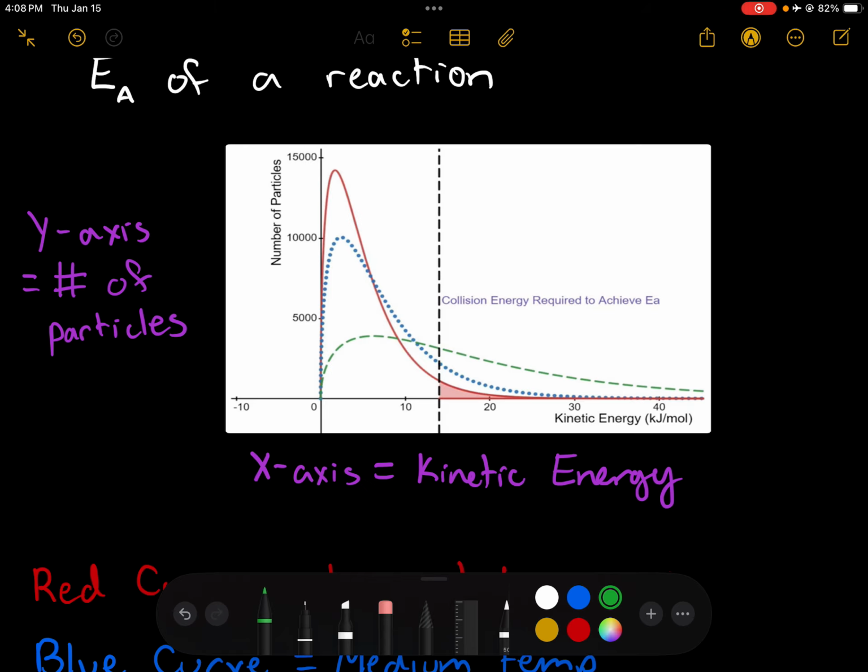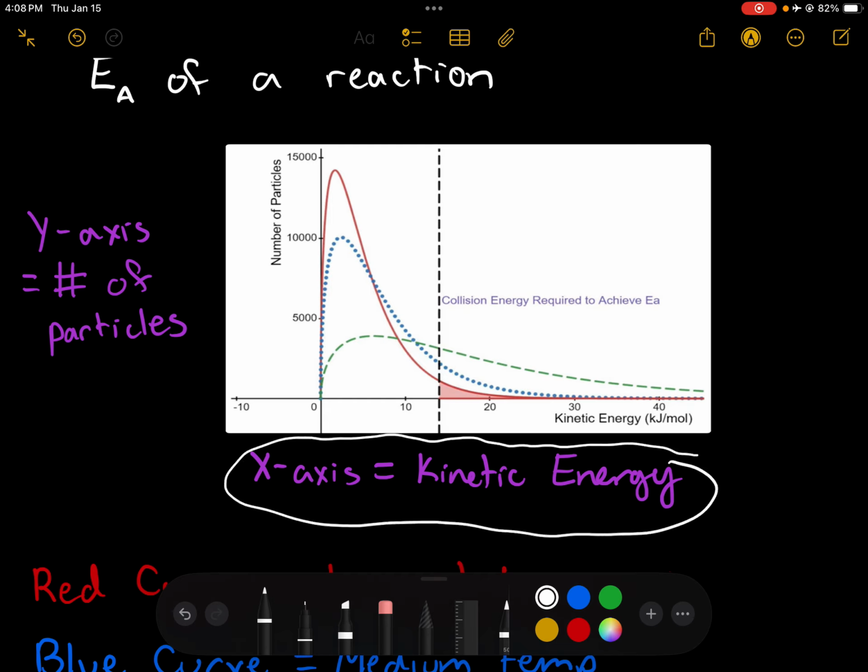And so what we're seeing here is a couple of axes. Now the x-axis in a Maxwell-Boltzmann distribution is always going to be kinetic energy of some fashion. Generally, the units for that are going to be kilojoules per mole. The y-axis is going to be number of particles. So that could be molecules, it could be atoms, it could be whatever is participating in this reaction. But amount of particles is going to be your y-axis.